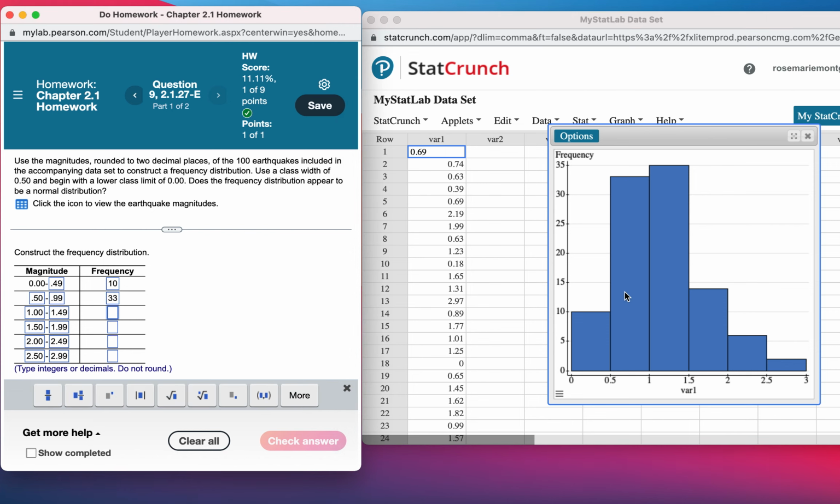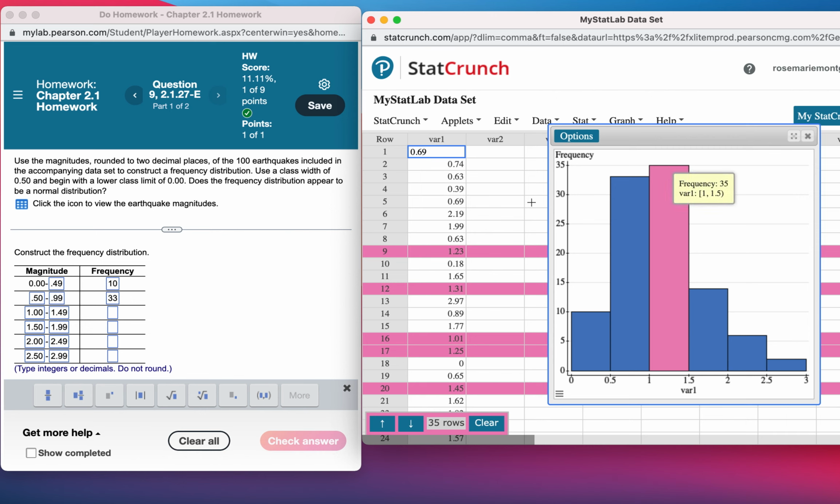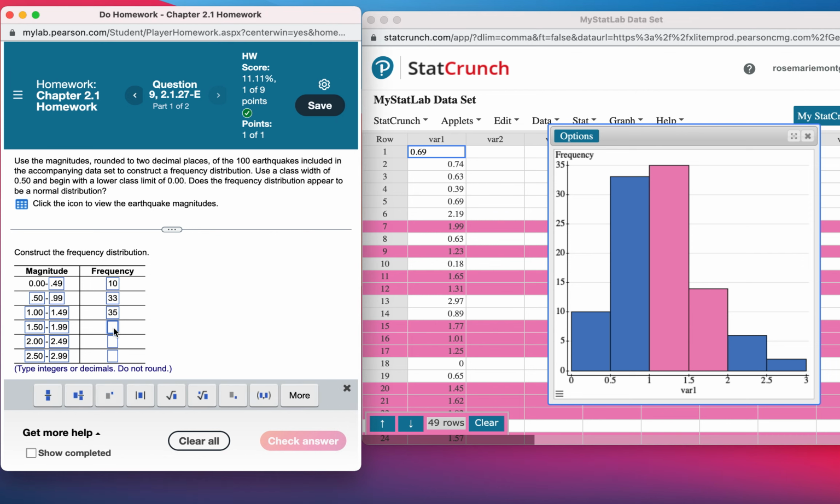And the third class, if I hover over it, has 35. And the fourth class, if I hover over it, has 14. And then this class has 6. And then this last one has a frequency of 2. Okay, so I can check answer.